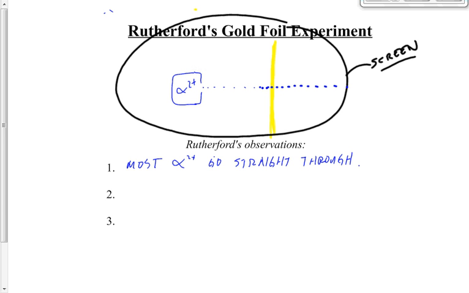Now, the second observation that was made was that some of them don't go straight through. Some of them are deflected. They go through. So they go and hit the screen on the other side of the gold foil, but they're not going straight through.